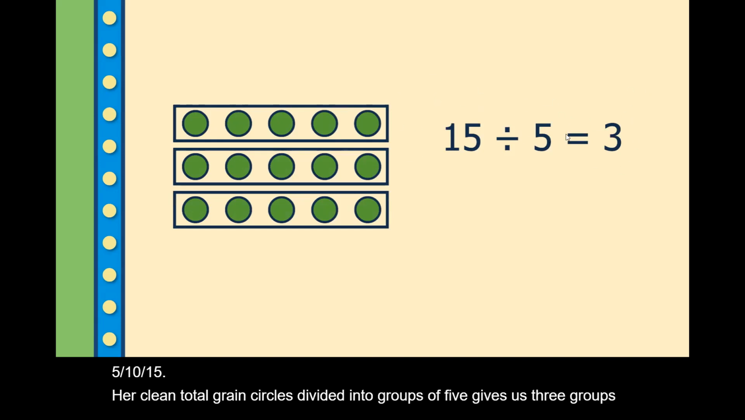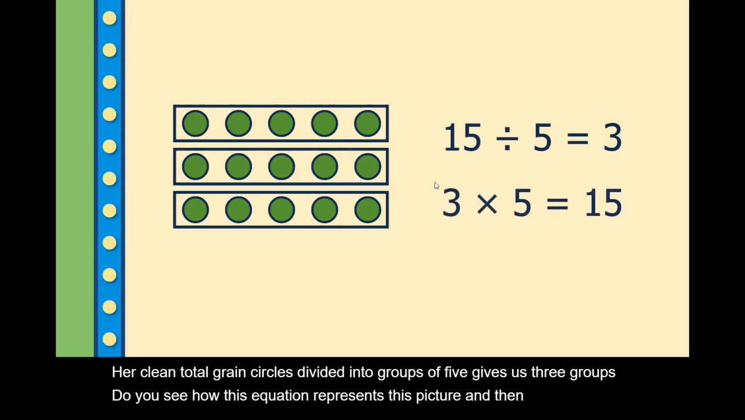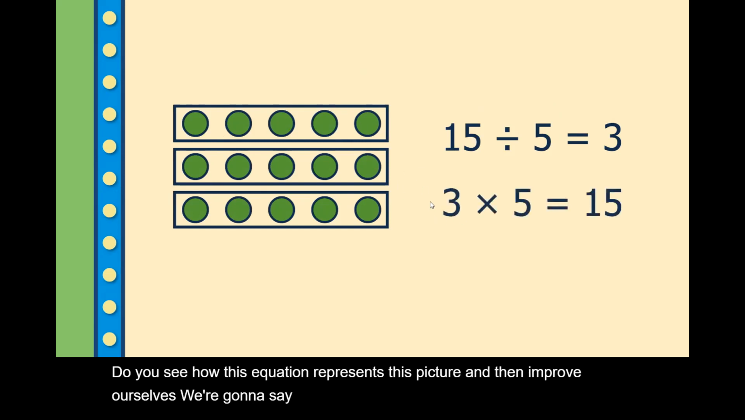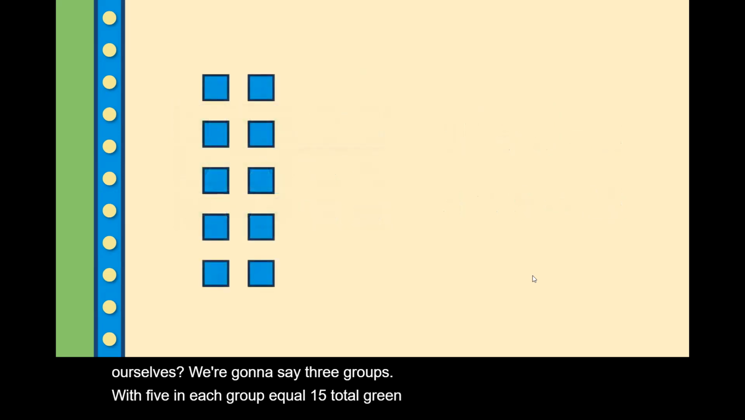Do you see how this equation represents this picture? And then to prove ourselves, we're going to say 3 groups with 5 in each group equal 15 total green circles. All right, here we have some blue squares.